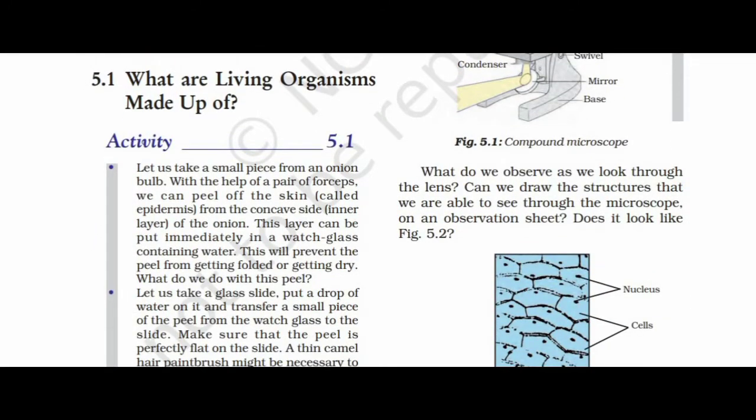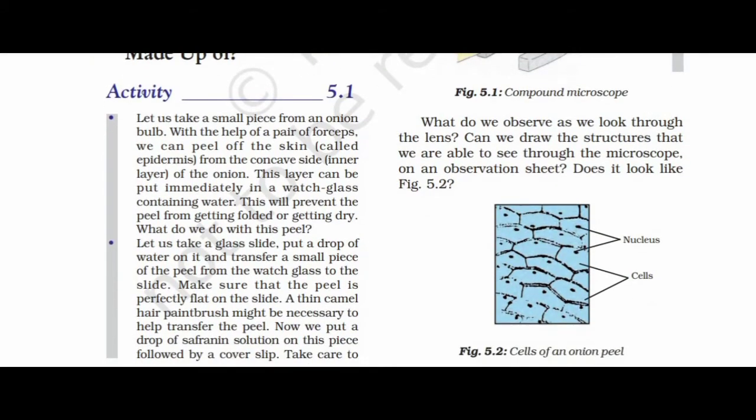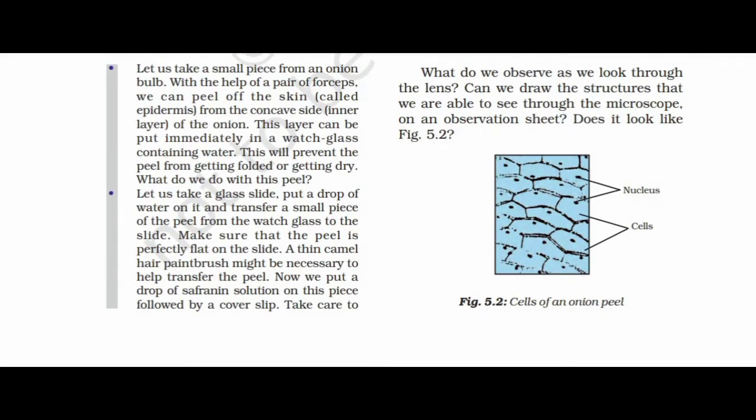What do we observe as we look through the lens? Can we draw the structures that we are able to see through the microscope on an observation sheet? Does it look like figure 5.2? Now here in figure 5.2, cells of an onion peel are shown. We can see the nucleus and cells are shown.